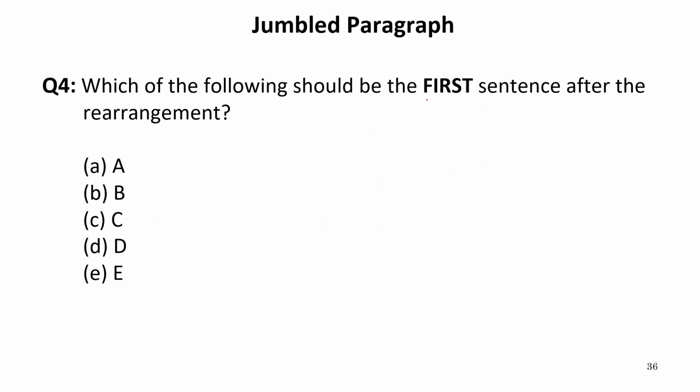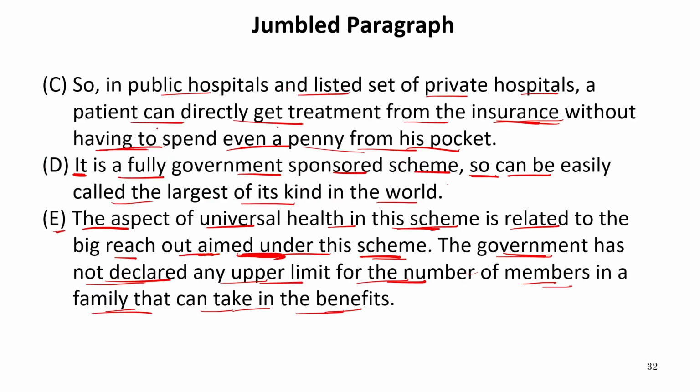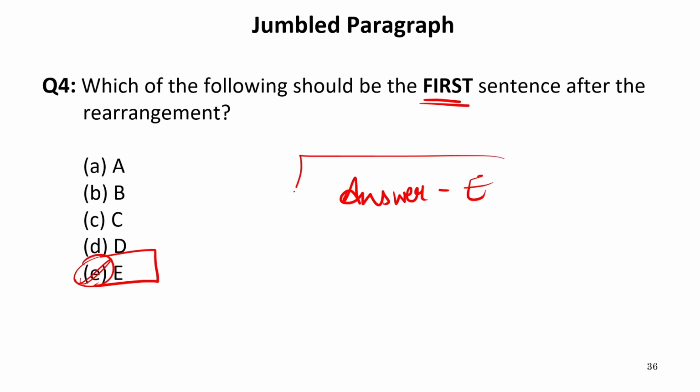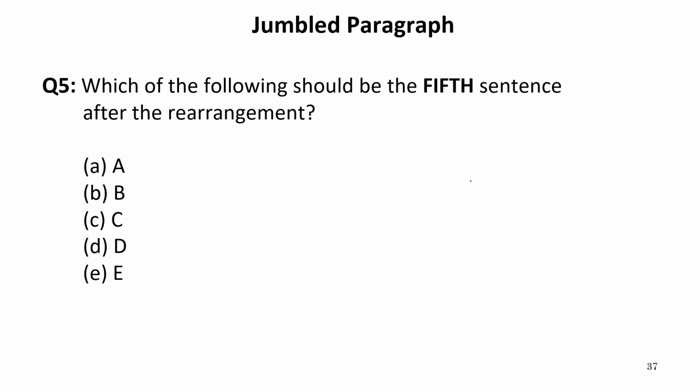Now we have been asked the first sentence after the rearrangement. Now let us look for the first sentence. First sentence is E, of course. Now let us see in which option E is written. Obviously it is written in option E. So our answer is E. The first sentence that will begin the paragraph is E. Now let us move to the next one.